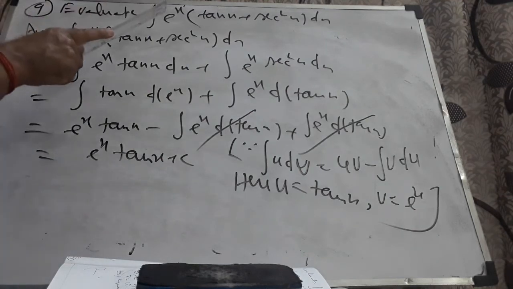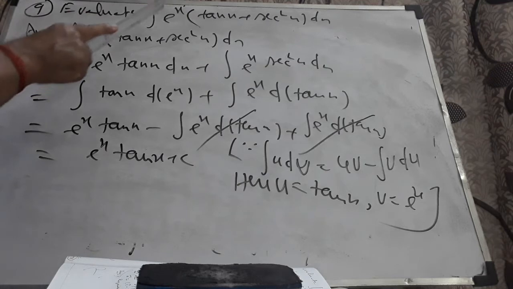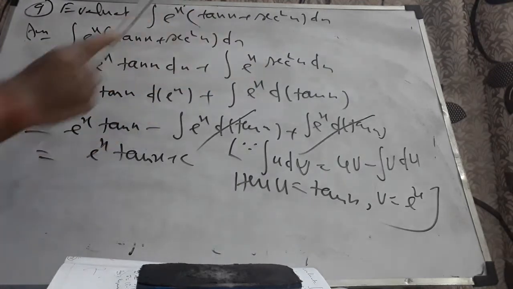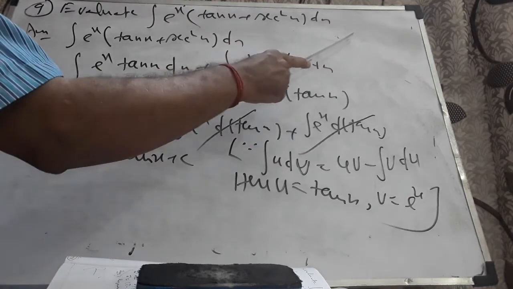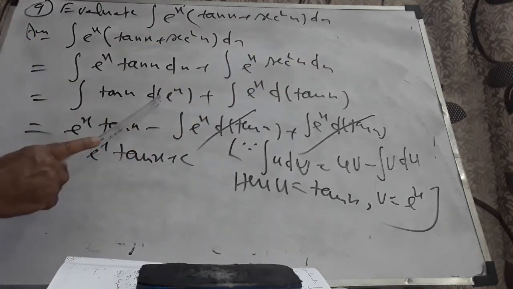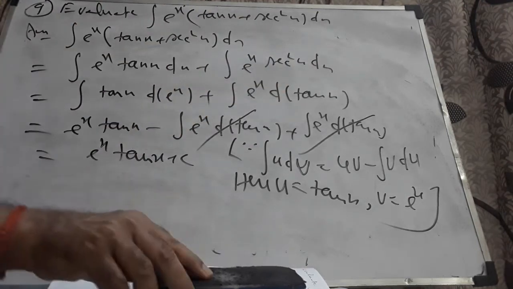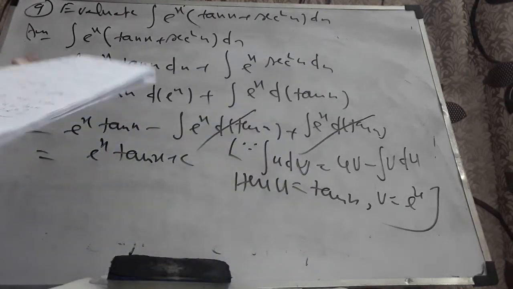Or you may even use the formula integral e power x into f of x plus f dash of x dx is e power x f of x plus c. Here f of x equal to tan x. Therefore, you can replace f of x by tan x. I'll just show you the answer.